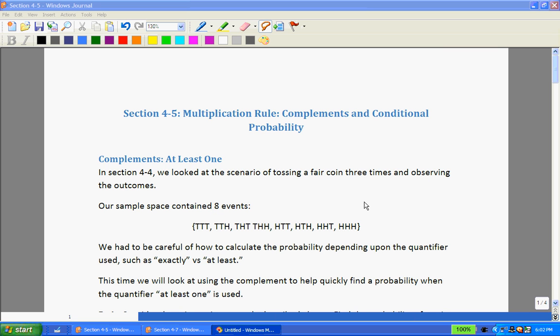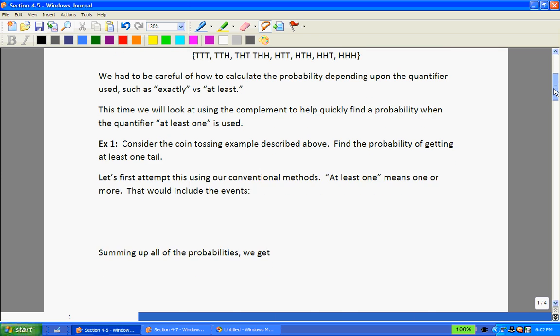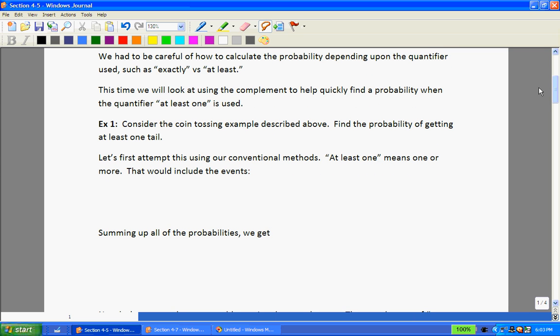We had to be careful of how to calculate the probability depending upon the quantifier used, such as exactly versus at least. This time, we'll look at using the complement to help quickly find a probability when the quantifier at least 1 is used. Example 1. Consider the coin tossing example just described. Find the probability of getting at least 1 tail.